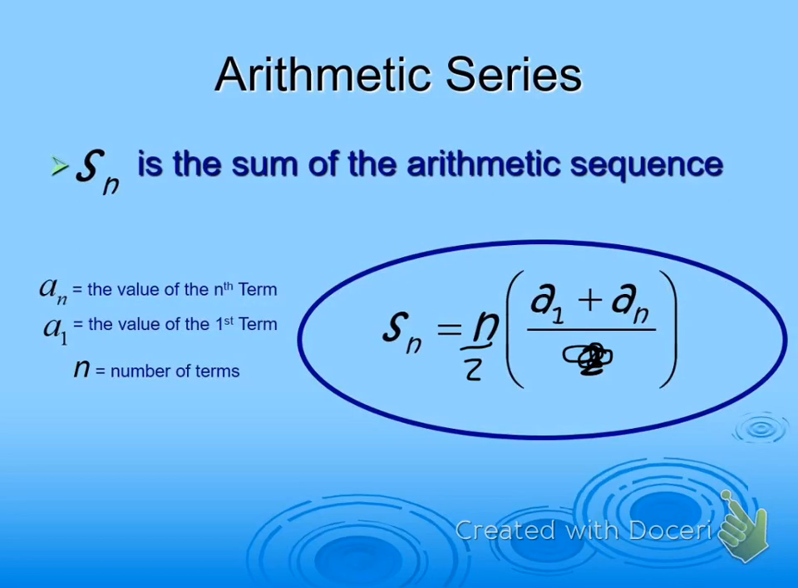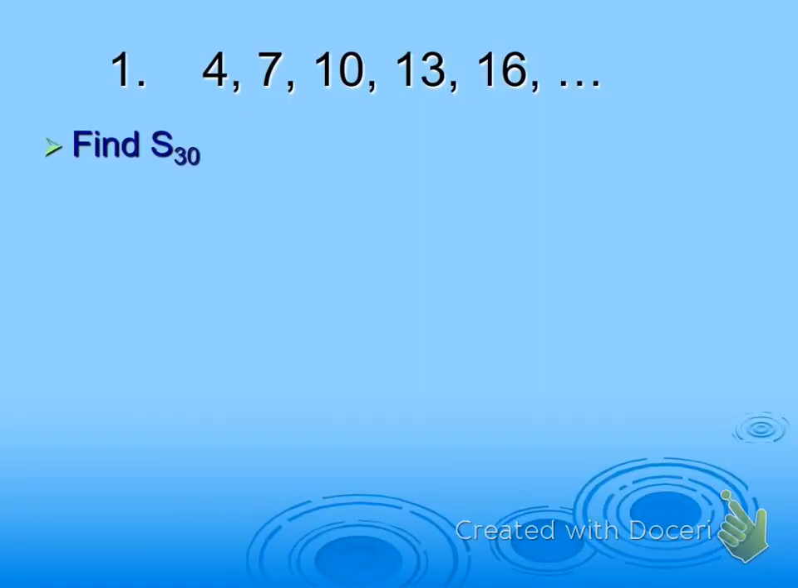Now, how accurate the legend is of Gauss doing that, that's debatable, right? They talk about the legends and things like that. But there's our arithmetic series. So let's look at this now. Knowing this, n over 2, first term plus the nth term, let's use that to find, and let's do 30 now of this sequence that we had before.